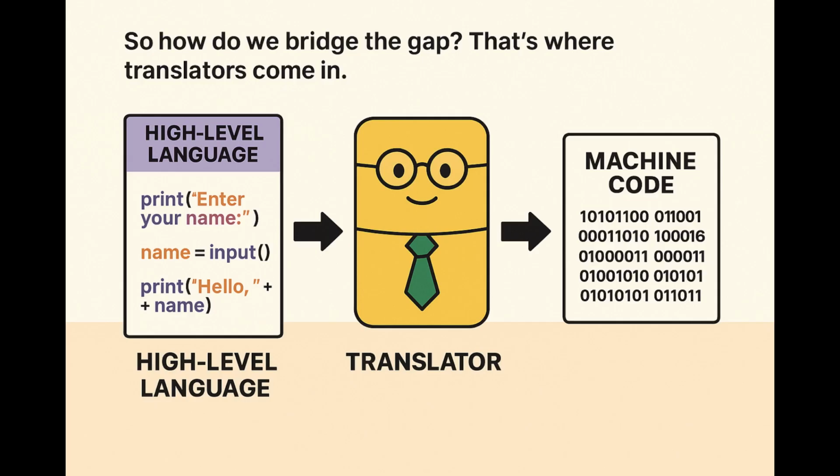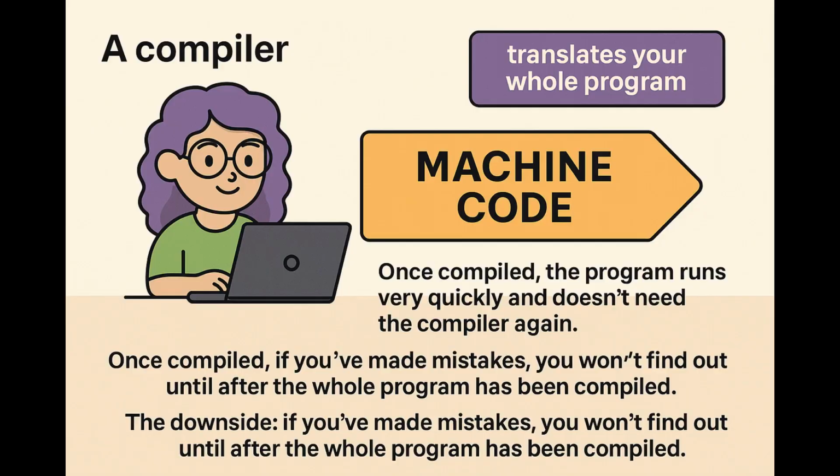A translator is software that converts human-written code into the binary instructions the CPU needs. There are two main types of translators. The first is a compiler. A compiler takes your whole program, translates it all into machine code, and then lets it run. The big advantage is speed. Once compiled, the program runs very quickly and doesn't need the compiler again. The downside is that if you've made mistakes, you won't find out until after the whole program has been compiled.